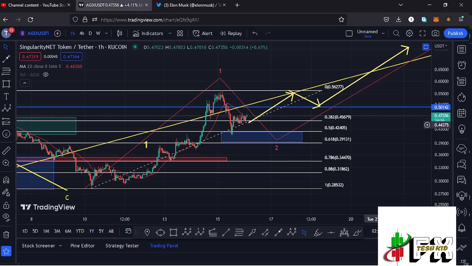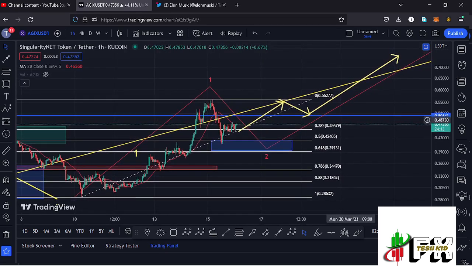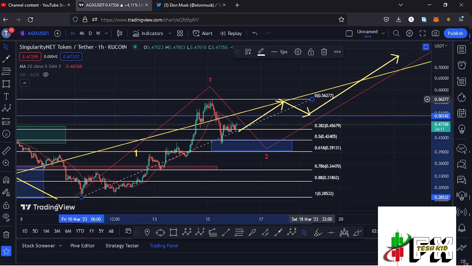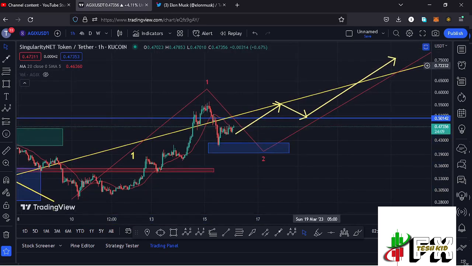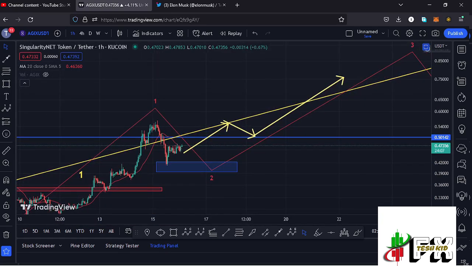And there are chances that we have now bottomed out in the formation of that wave 2, and whatever we are seeing at the moment is the start of an impulsive wave to the upside in the formation of this wave 3, which we expect after seeing the formation of that wave 2.